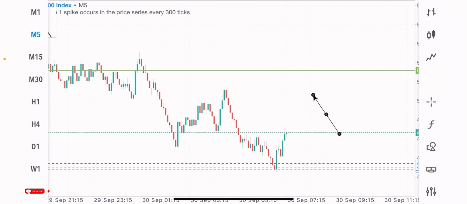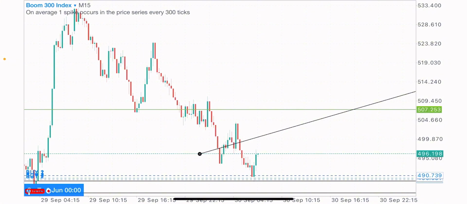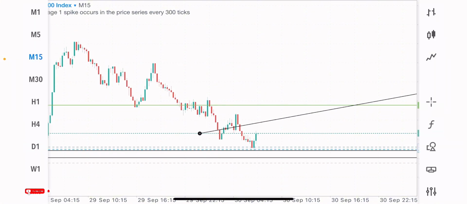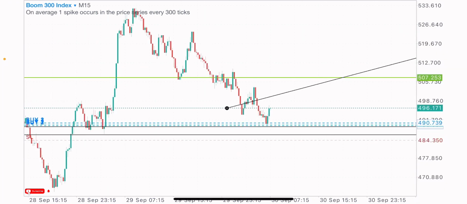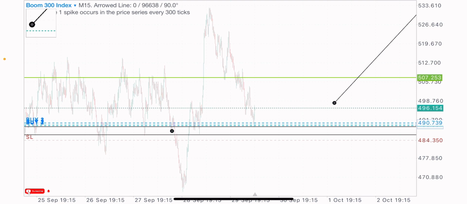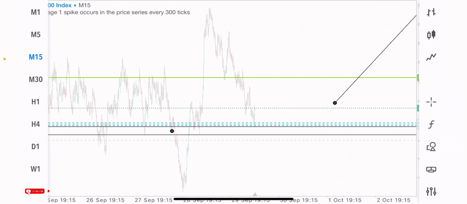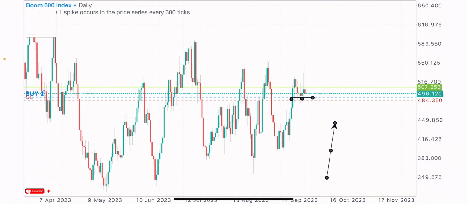Alright, so firstly I went to the daily time frame. That's a higher time frame, as I always do, and I emphasize this all the time: whenever I want to analyze the market, whenever I want to look out for trade opportunities, you start from the higher time frame. It can be the weekly, the daily, or the monthly time frame. So I went to the daily time frame on Boom 300 index and noticed that we had a level, we had a zone basically.